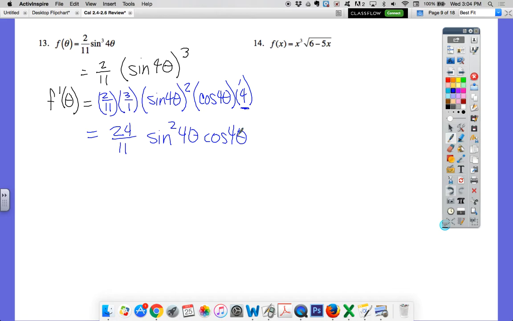And that's all we need. There's nothing else to clean up, nothing else to do. Okay. On number 14, we have the product rule, and we also need to rewrite because we need to get this in a workable form.